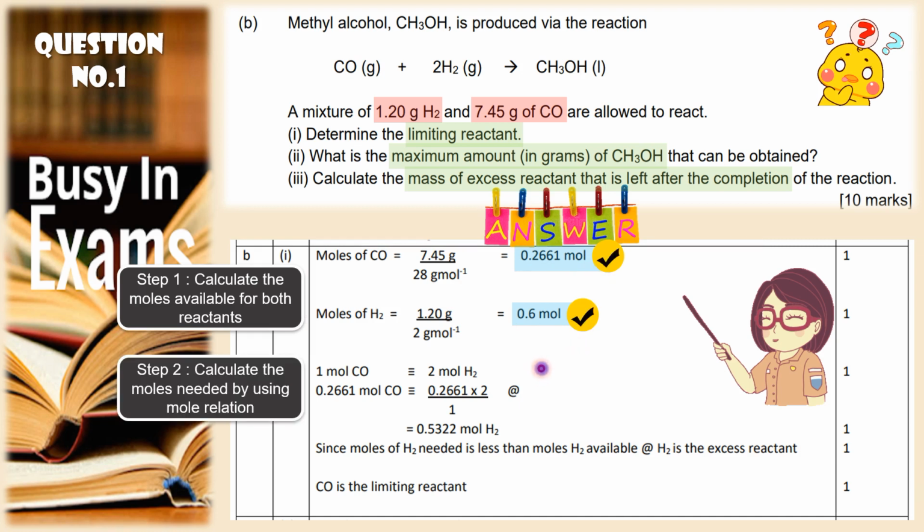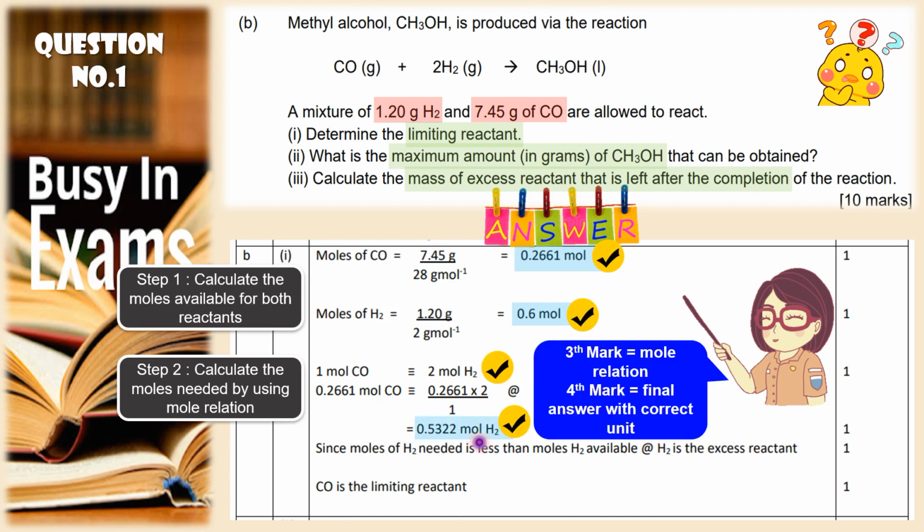Next, we want to calculate the mole needed using mole relation. So refer back to the equation. There is 1 mole of CO reacting with 2 mole of hydrogen gas. So the mole relation here is 1 mole of CO equivalent to 2 mole of hydrogen gas. Substitute the mole available. You can choose either the mole available for CO or for H2 gas. For this example, we refer to the mole available of CO. Therefore, we get the mole needed for hydrogen gas.